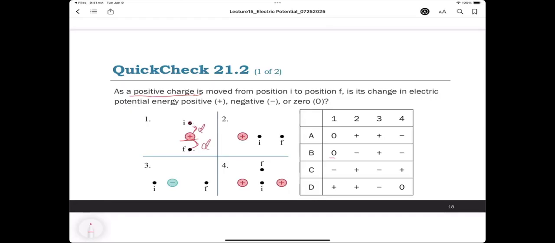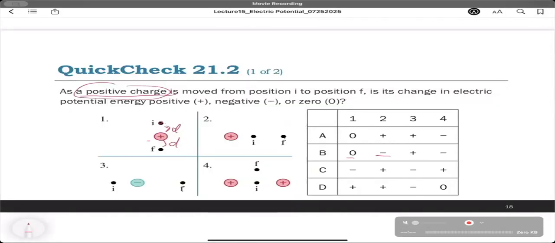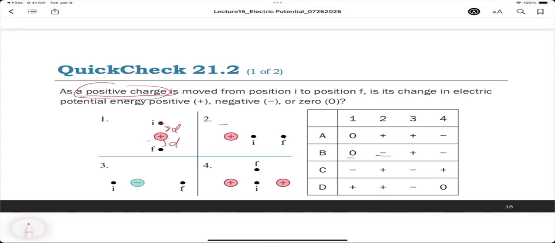Yeah, and for the second one, if you move a positive charge from I to F, the electric potential decreases, and correspondingly, the electric potential energy will be negative. So it should be this one.